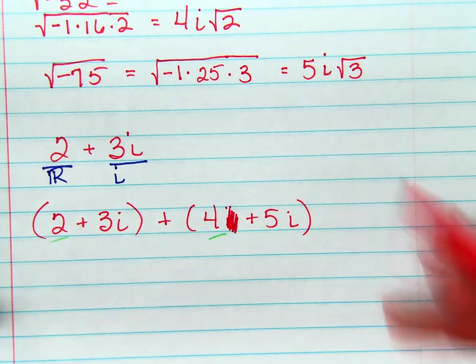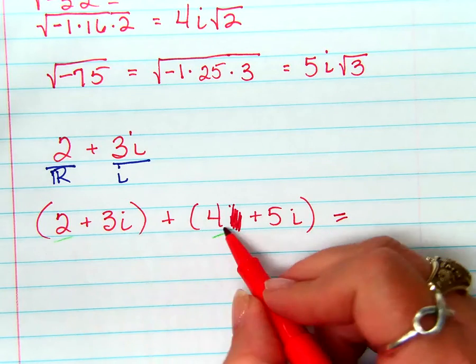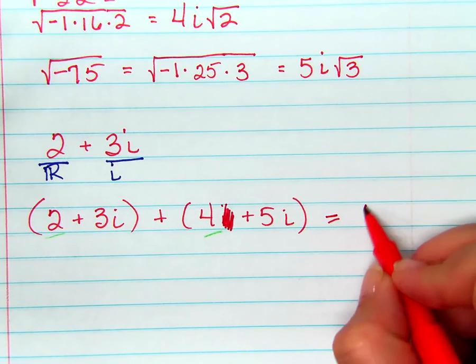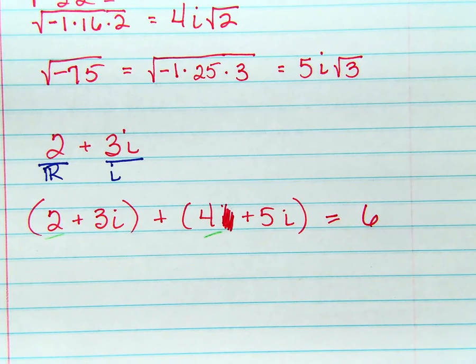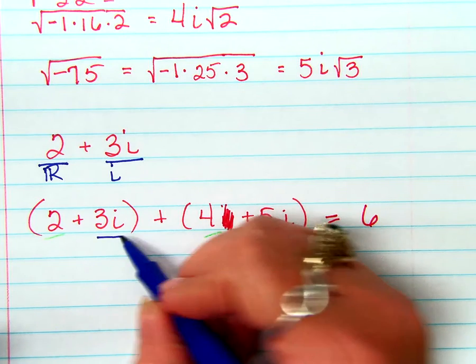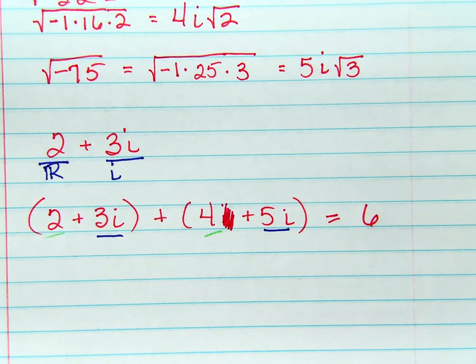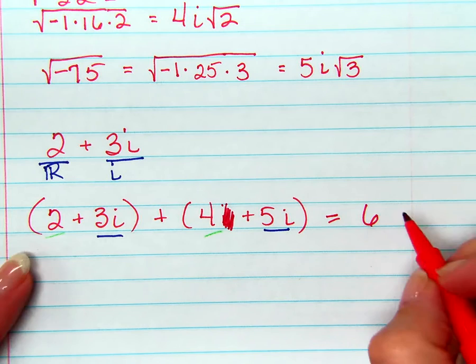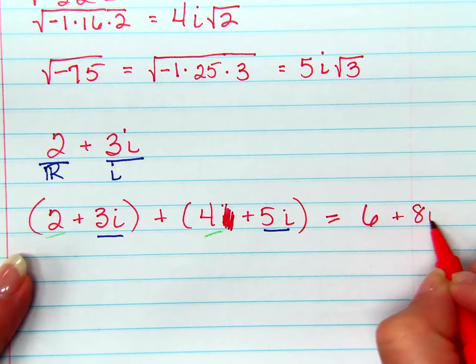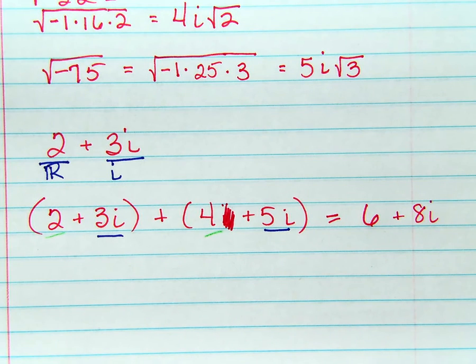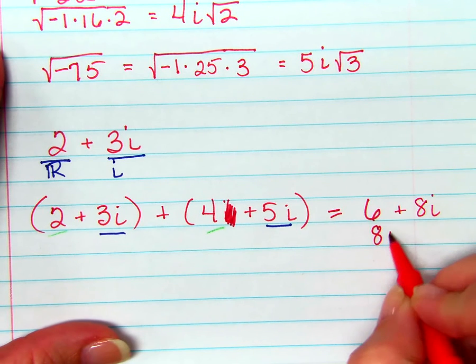So what is 2 plus 4? Excellent. Well, now we can do the imaginary parts. What's 3i plus 5i? Does it make sense that you can just add the coefficients of the imaginary numbers? Good. Done. Now, very rarely will you see it written like this.